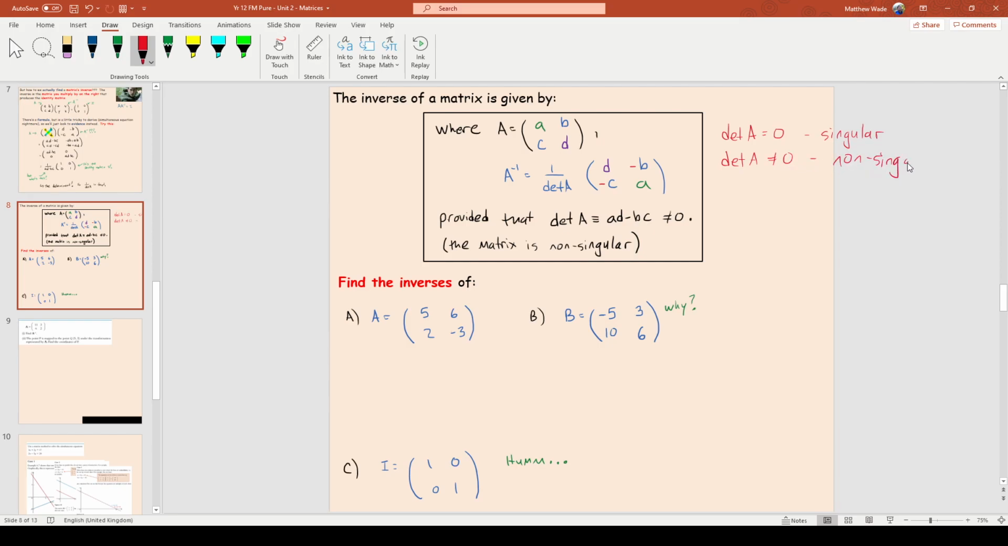Cool? Okay, singular matrices do not have an inverse. You can't undo the transformation from them. Non-singular matrices do have an inverse. So if they have a determinant, then you can undo them. Cool. So let's do it, buddies.